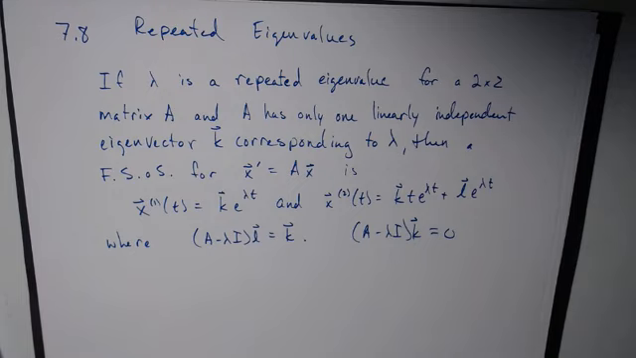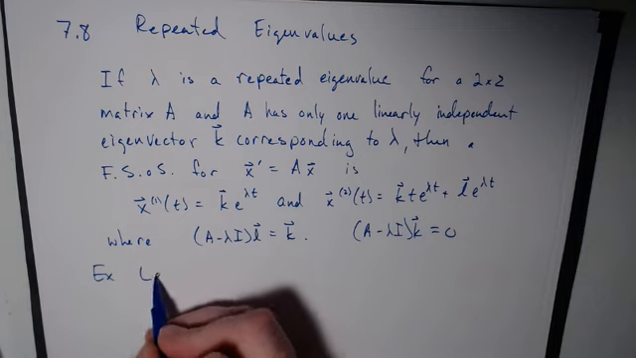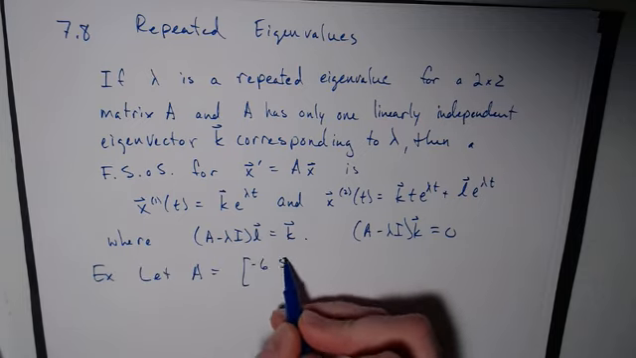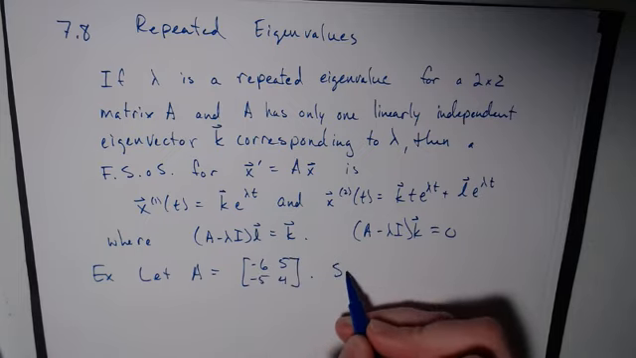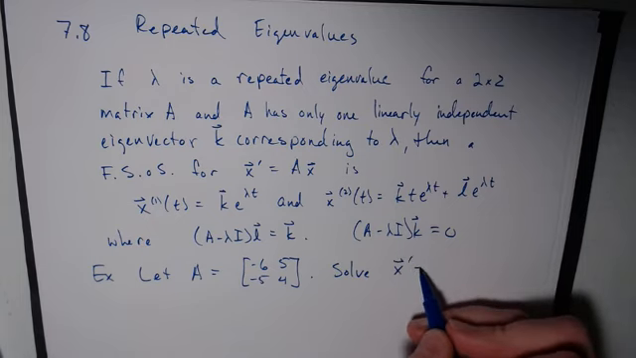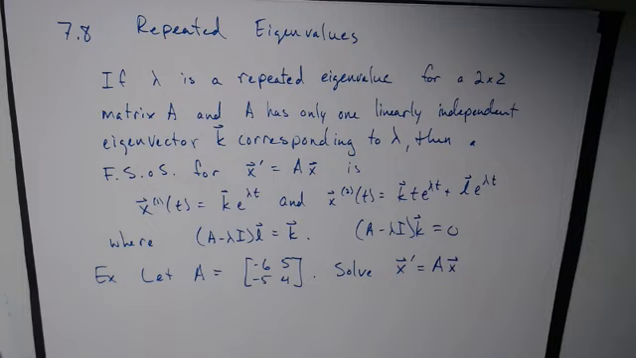We'll just get started with an example here. Let A be equal to [-6, 5; -5, 4], and we want to solve x prime equals Ax using our eigenvalues.